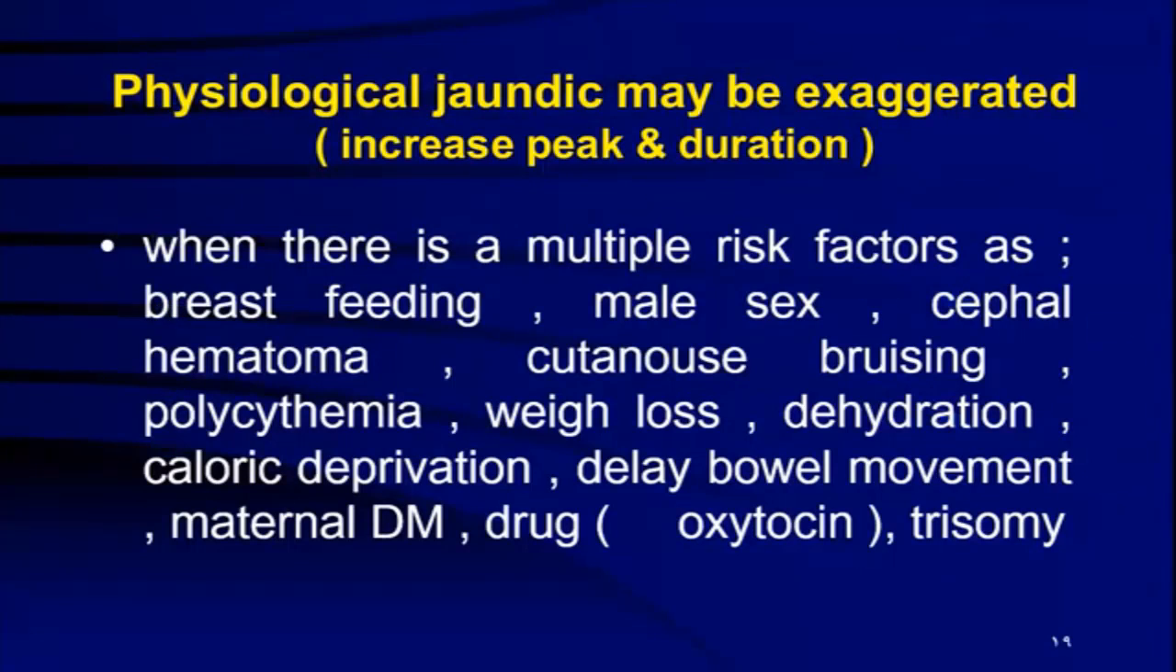Now, physiological jaundice may be exaggerated, I mean increased peak and duration, where there are multiple risk factors as mentioned previously, such as breastfeeding, infrequent breastfeeding, male sex, cephalhematoma, cutaneous bruising, polycythemia, weight loss, dehydration, and so on. So the peak and duration may be more when there are multiple risk factors.